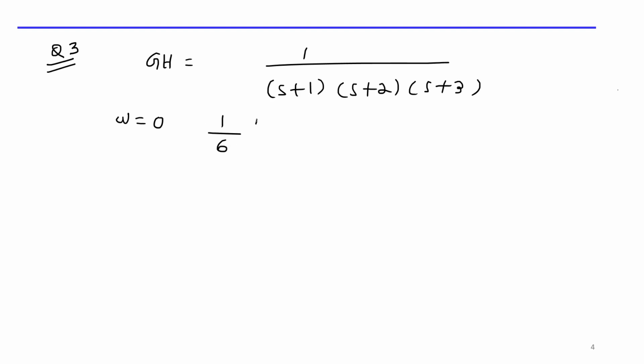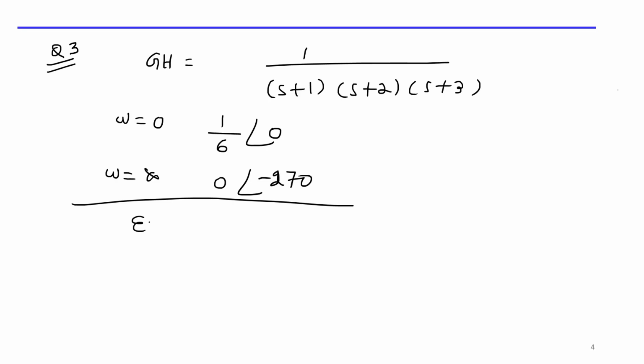1 by 6 at an angle 0. At omega equal to infinity, the magnitude will be 0 and the angle will be minus 270, since 3 poles are there. So what is the ending direction? Ending direction is 0 minus of minus 270, which is positive, so clockwise. Starting direction depends on how many poles are present, so clockwise.